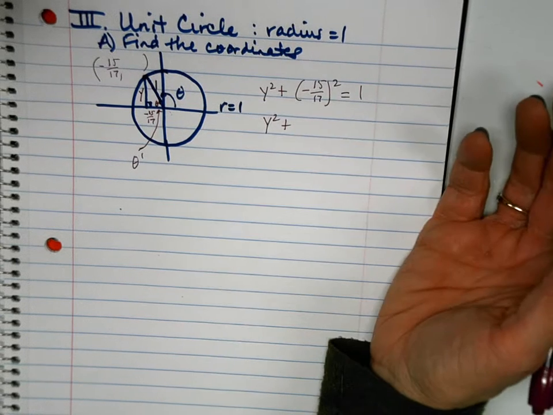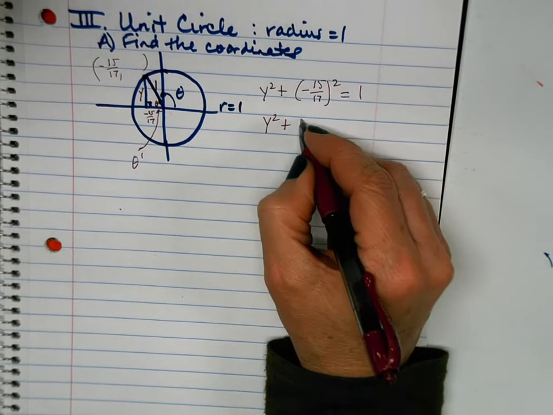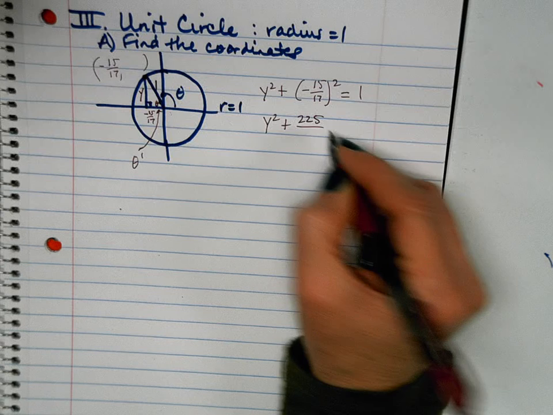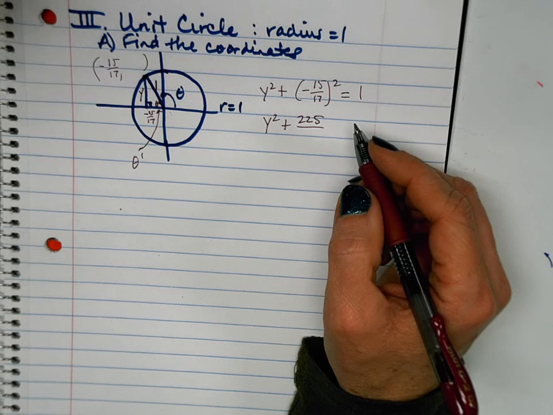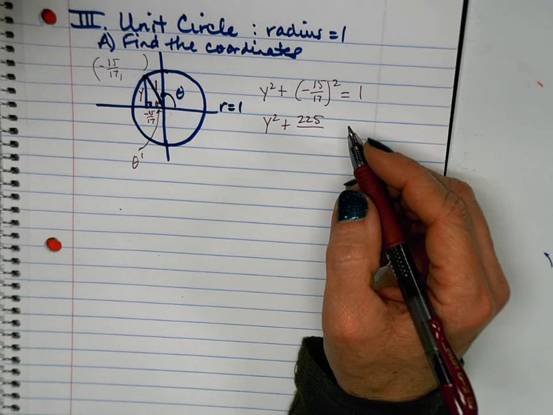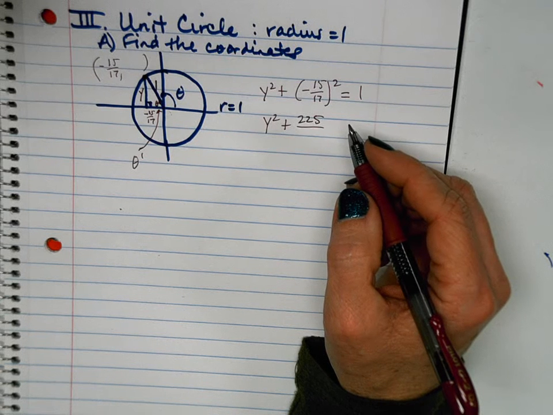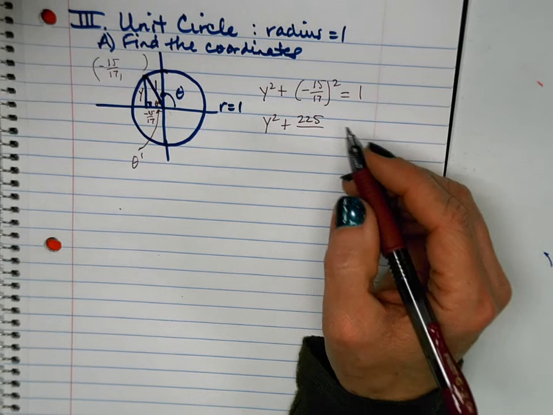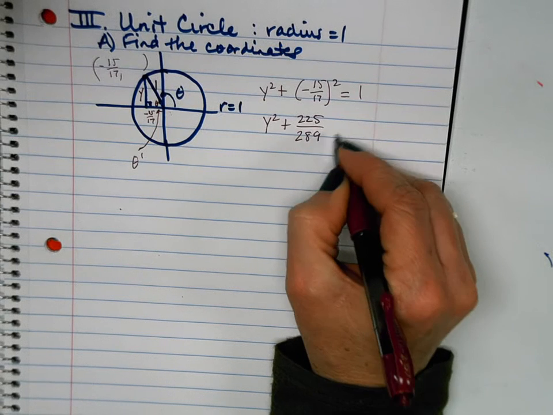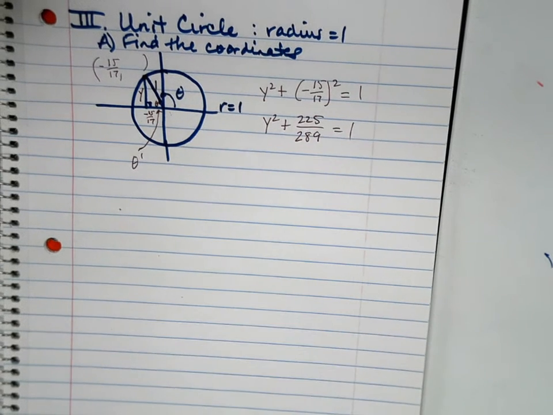What's 15 squared? 225. And what's 17 squared? 289. I'm guessing. Yeah, it's 289. Okay, and then we're going to solve this for y squared by subtracting this over.